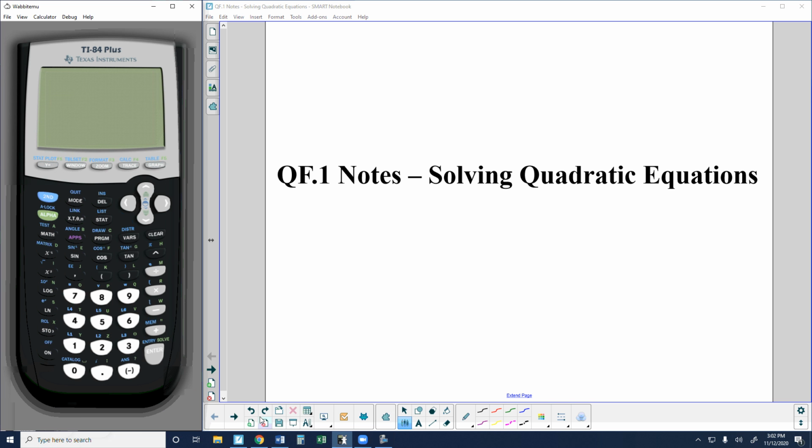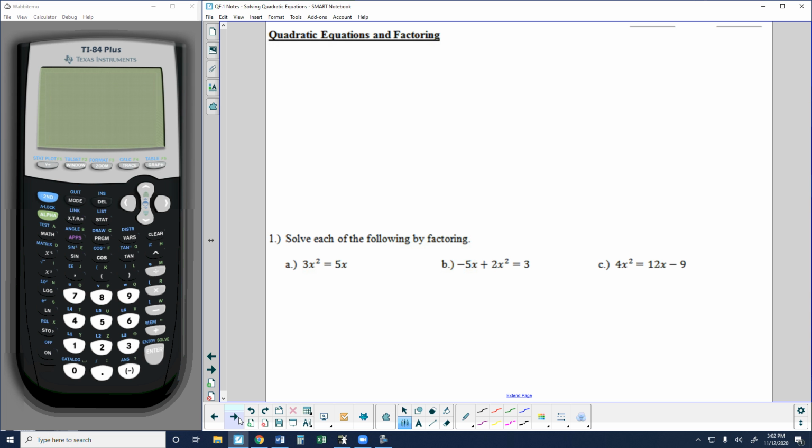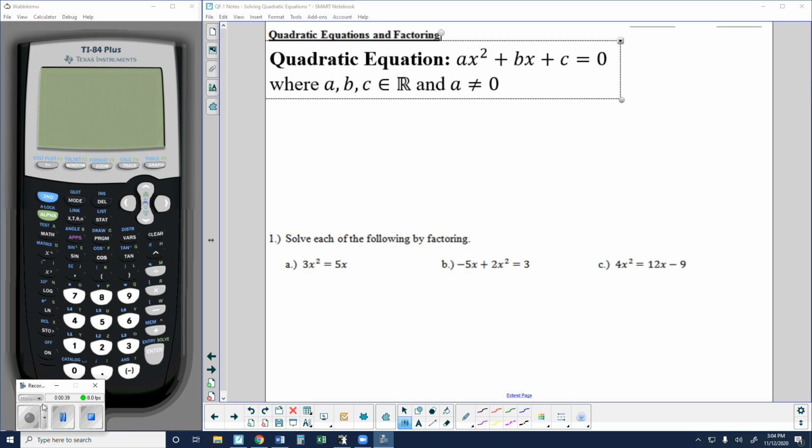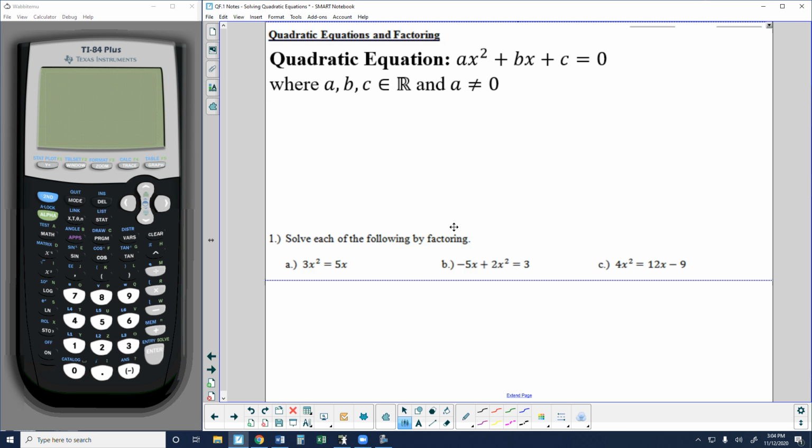So let's start from the basics, and let's define a quadratic equation. A quadratic equation is any equation in the form ax squared plus bx plus c equal to 0, where a, b, c are all real numbers and a is anything other than 0. So it's going to be some real number, 1, 2, 3, maybe 1/2, but it can't be 0. So we have to have that x squared factor. This is something we talked about in the last unit.